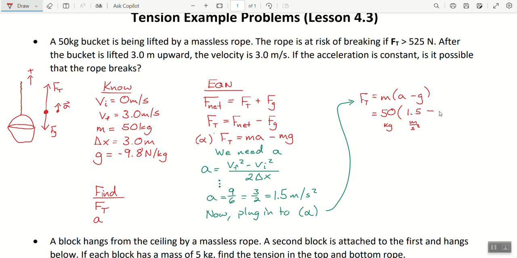Time, or minus, I'm sorry. What's the gravity? Negative 9.8, which means I'm going to change this to a what? Plus 9.8. Okay, we'll do that. Let's see, and that's in newtons per kilogram. Okay. Does everything work out unit-wise? What do you guys think? Why? Convince me of that.